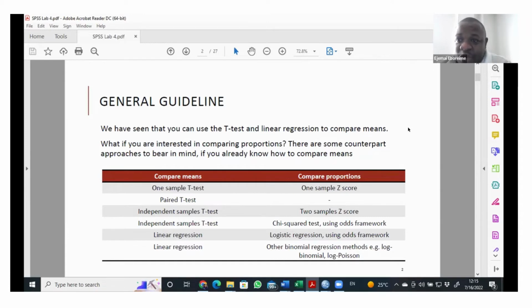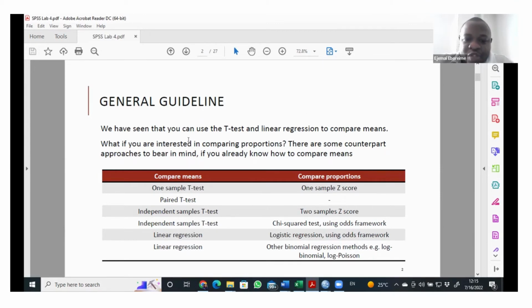Don't forget that word. You're not comparing effect. This is not. You're comparing the means between two samples. So it could be between male and female, or between someone in Nigeria and someone in Ghana. So there are two different samples, and you want to compare the means. Great.